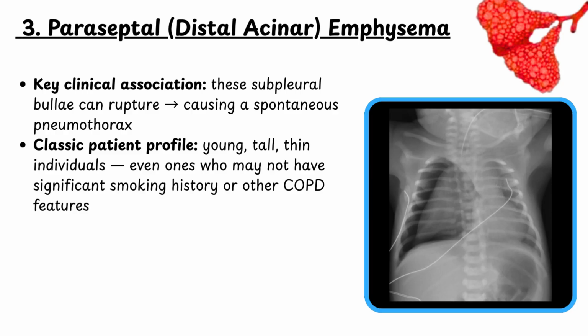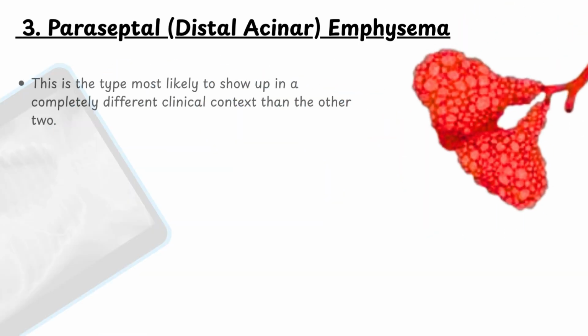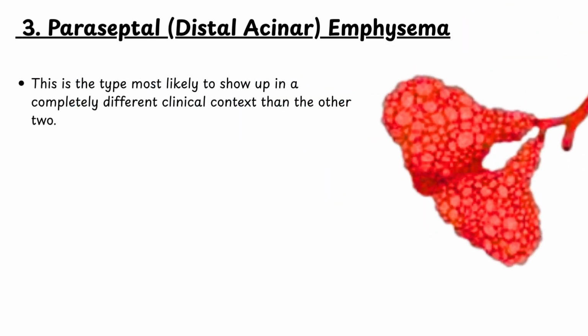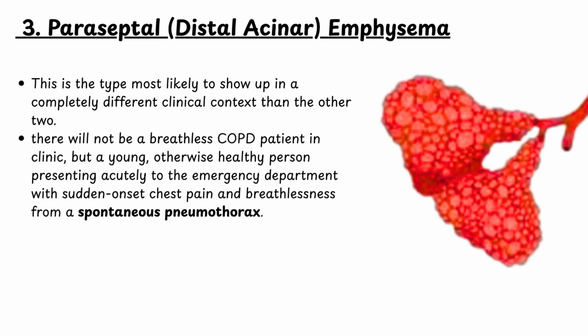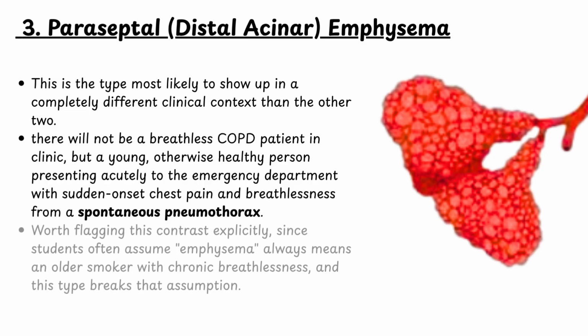other COPD features. This is the type most likely to show up in a completely different clinical context than the other two. There will not be a breathless COPD patient in clinic, but a young, otherwise healthy person presenting acutely to the emergency department with sudden onset chest pain and breathlessness from a spontaneous pneumothorax. Worth flagging this contrast explicitly, since students often assume emphysema always means an older smoker with chronic breathlessness, and this type breaks that assumption.